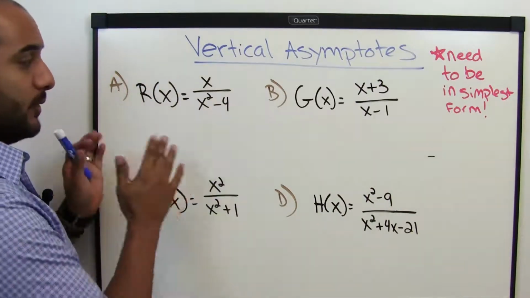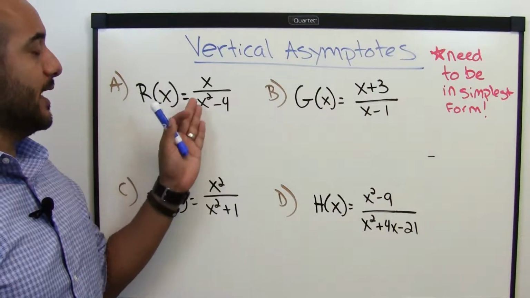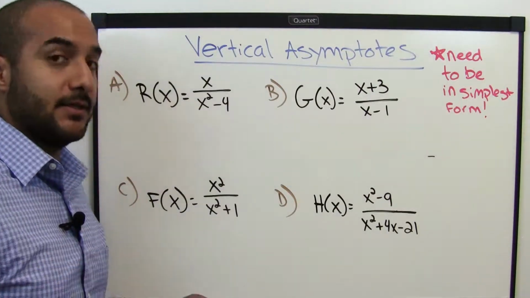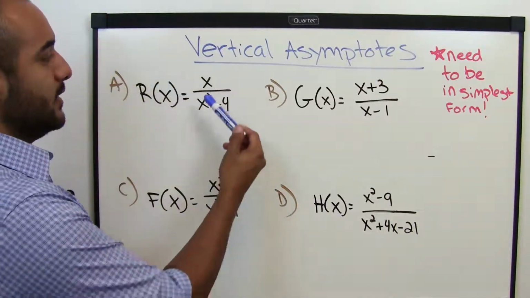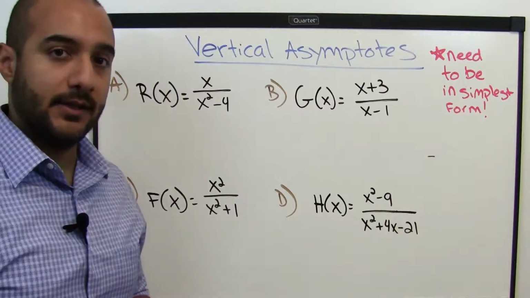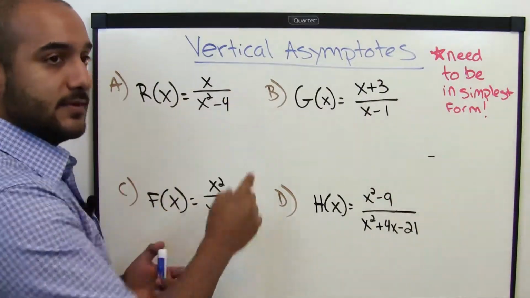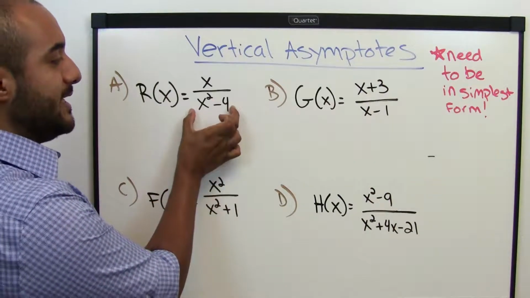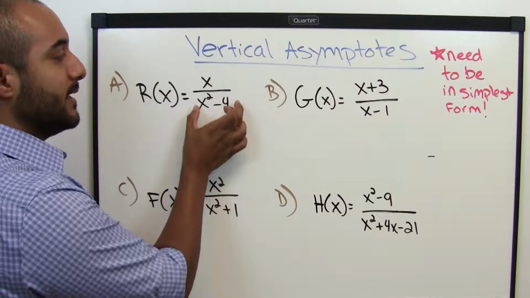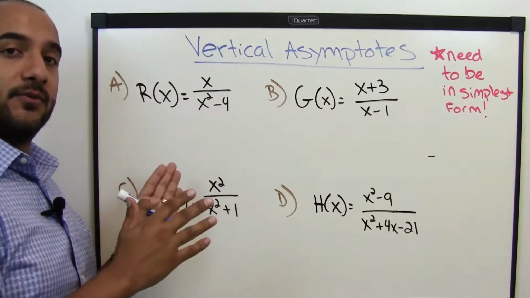Now, let's go in order. For A, I have r of x is equal to x over x squared minus 4. You might be tempted, because I've seen this so many times, to go ahead and simplify the x and the x squared. You cannot do that. Remember that our division symbol puts everything here in a group. They're all together. So there's actually nothing for me to simplify here. A is already in simplest form.